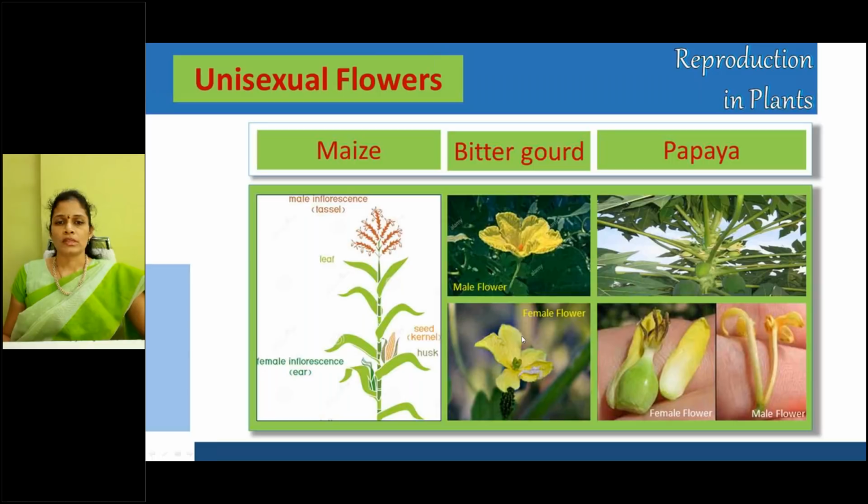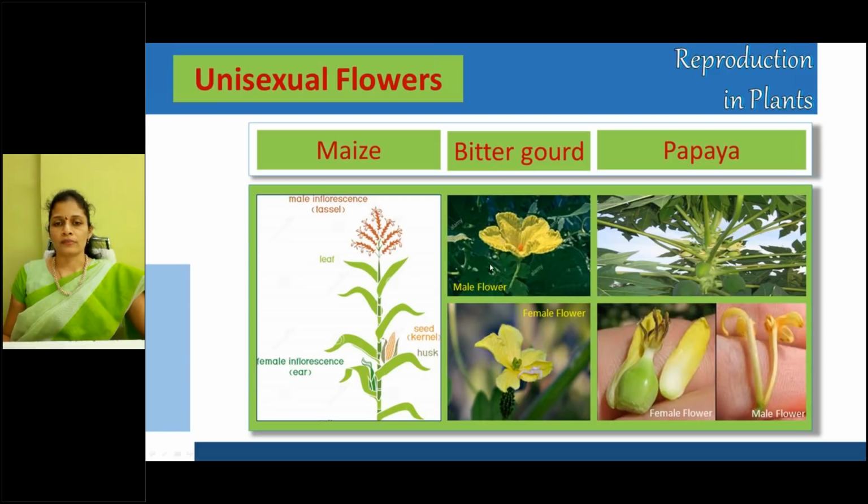See, this is the first picture, of maize. Look at the tip of this plant. This part is the male reproductive part. It is the male flower, and this is the female flower. So on one plant, two different flowers are there. One is the male flower, the other one is the female flower.